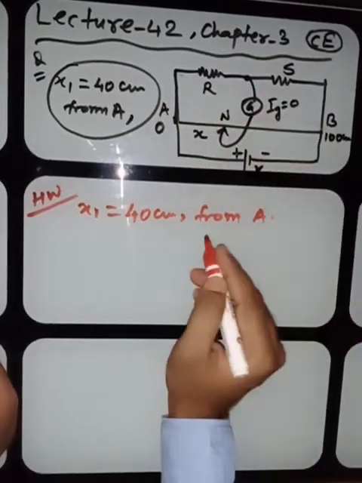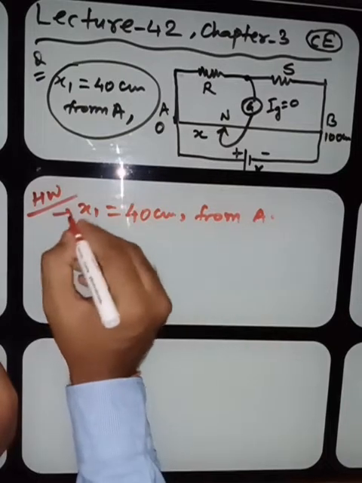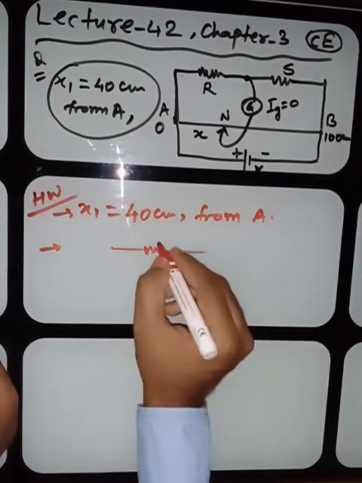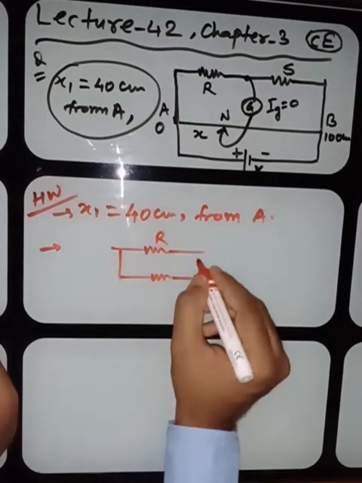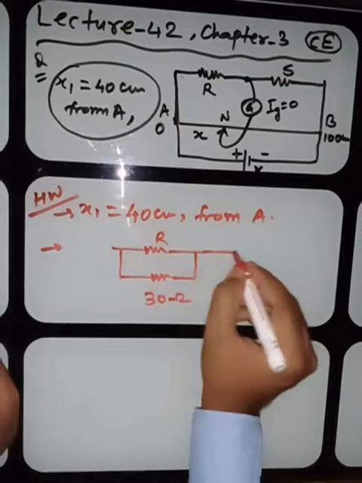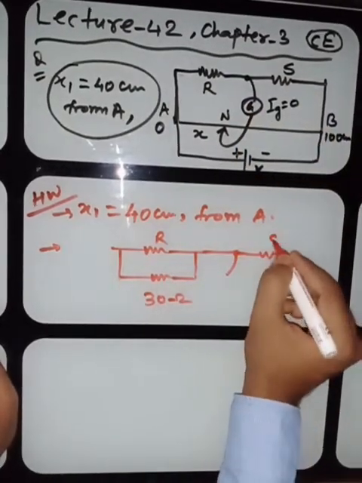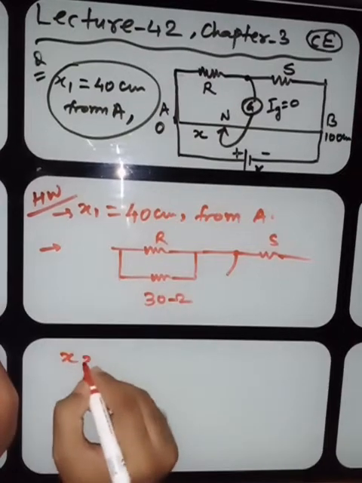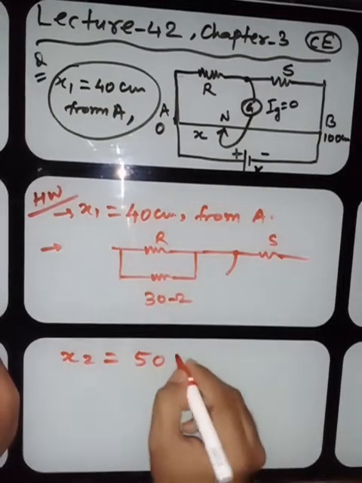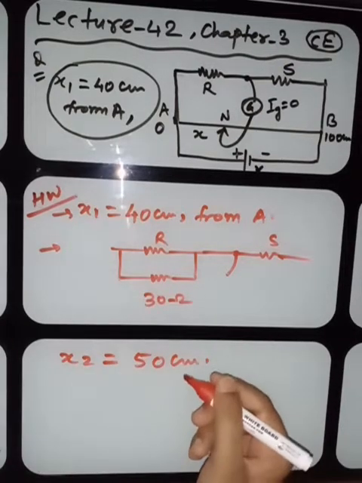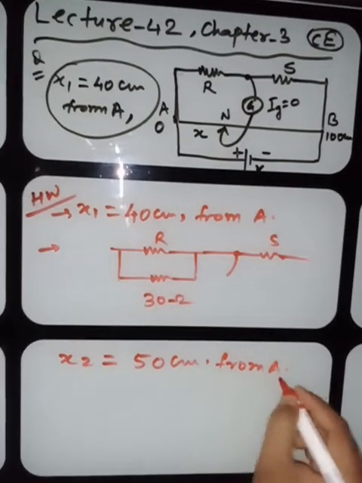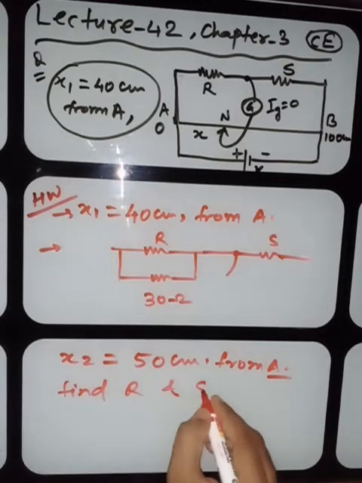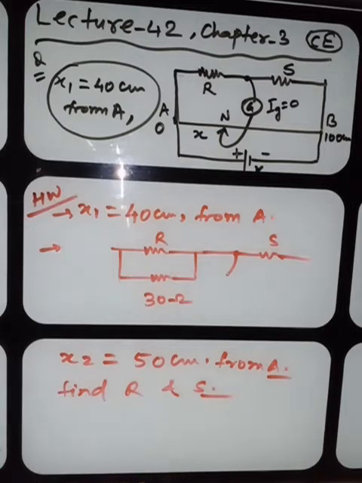When you apply R and S, this is the first case. In the second case, you apply a resistor in parallel with this R, 30 ohm, where the galvanometer is connected, and then S. So with a parallel resistor of 30 ohm connected, the balance length shifts and this X2 becomes 50 centimeter from A, in other words the center. Then you have to find the values of R and S. Find R and S. This is your meter bridge question.